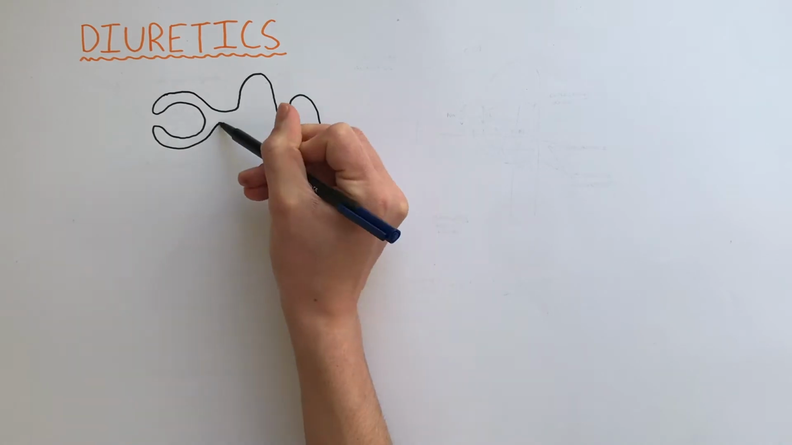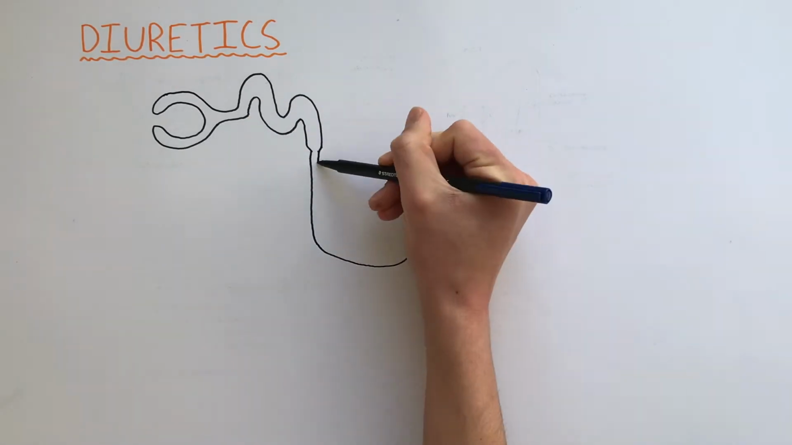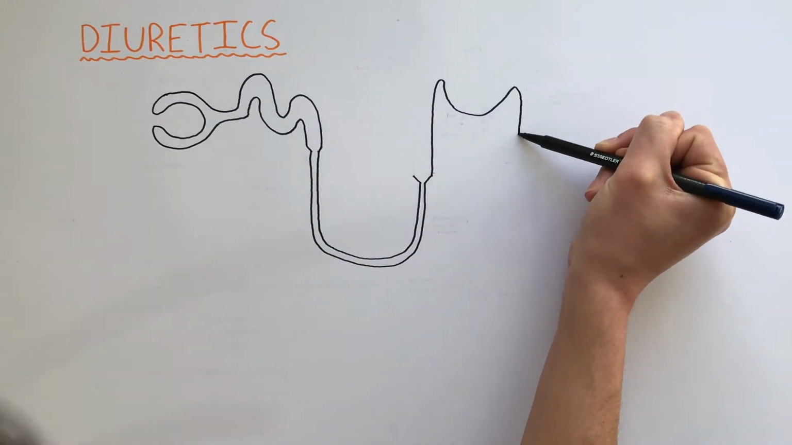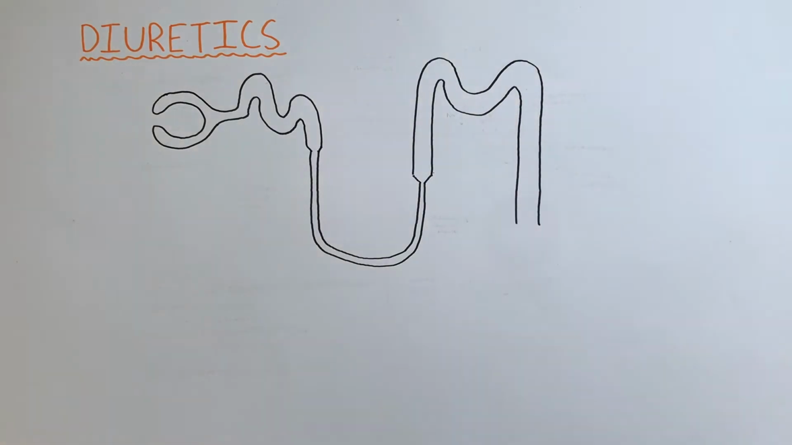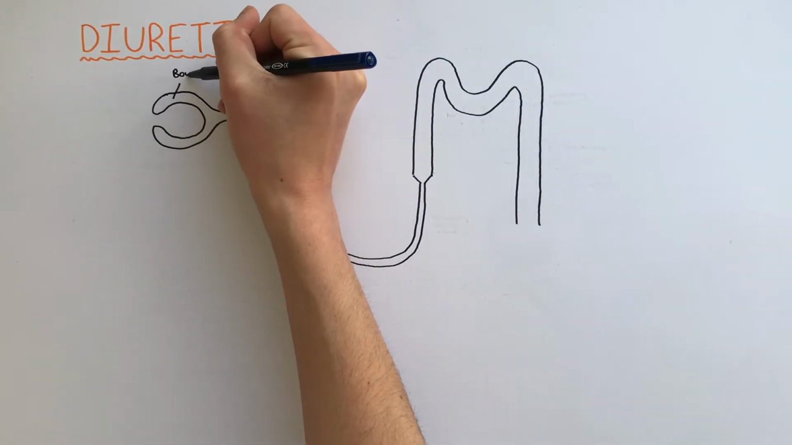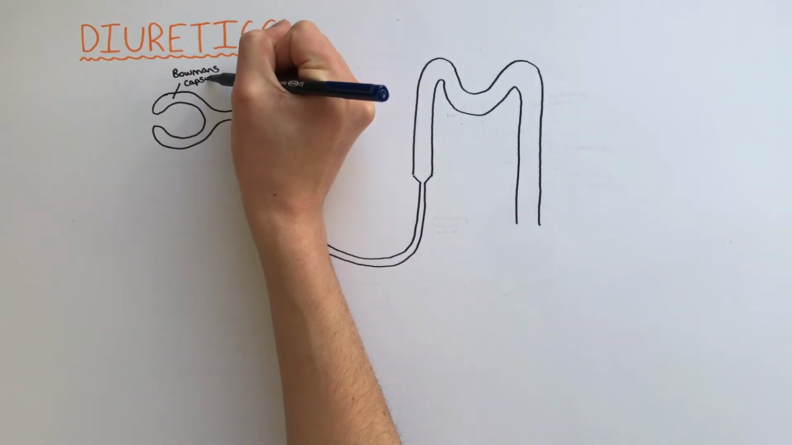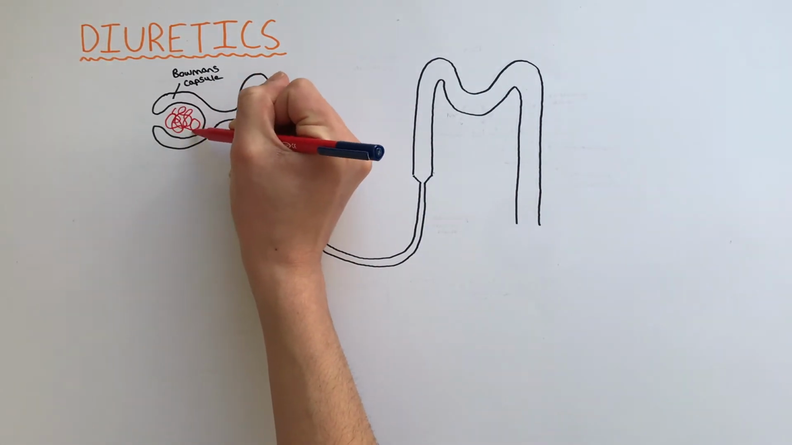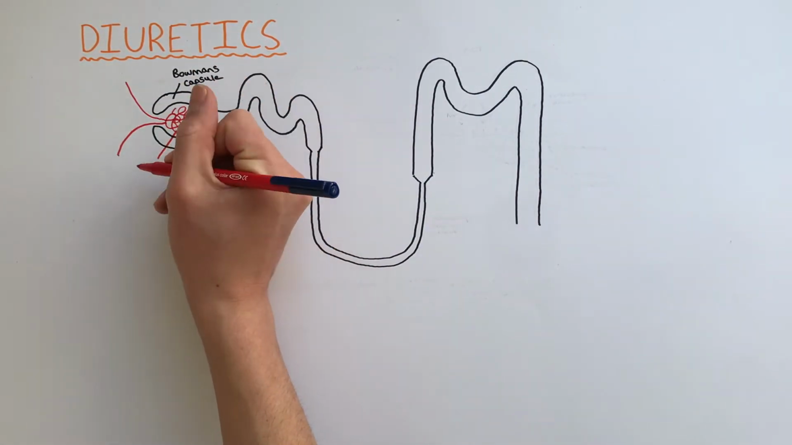Diuretics work on the functional unit of the kidneys called the nephron. We have millions of nephrons in the kidney and there are different parts. The Bowman's capsule is the first part and it forms the first step in the filtration of blood from the glomerulus, which is a network of capillaries.